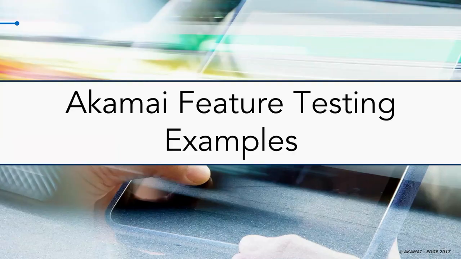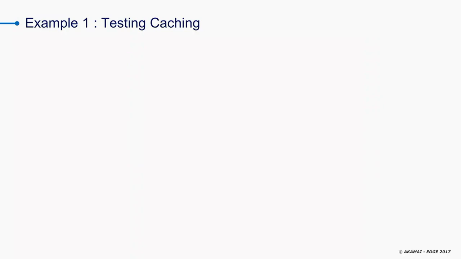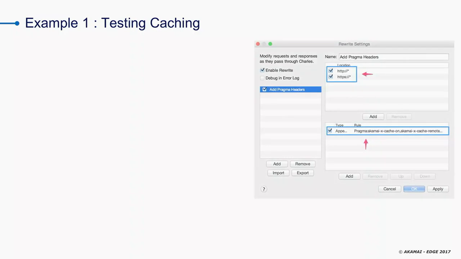Now that we have seen how to test the mobile app for Akamai, we'll pick a few examples. We'll see a few features and how you can actually go ahead and test them. To start with, we'll start with the basic ones like caching. So how do we test caching? We use the rewrite tool. We send the pragma request headers.